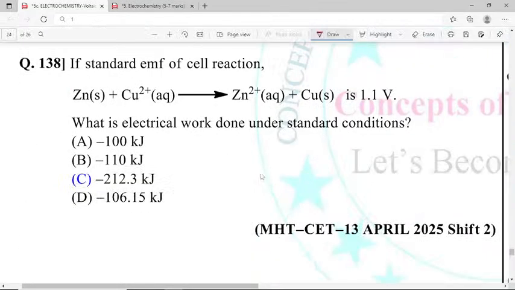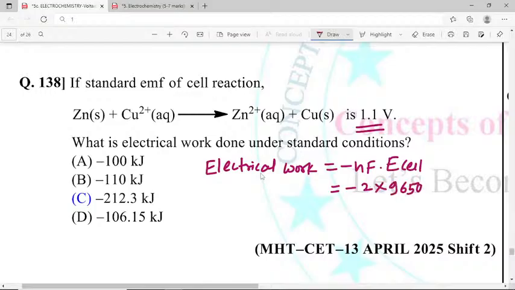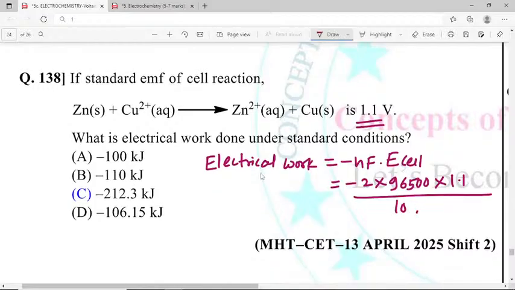If the standard EMF of the cell is given as 1.1, I will solve for the electrical work. Electrical work is equal to minus nF E cell. So what is n? n is 2. Multiply by 96500, E cell 1.1, divided by 1000, so we will get the answer in kilojoules. So this is your answer.